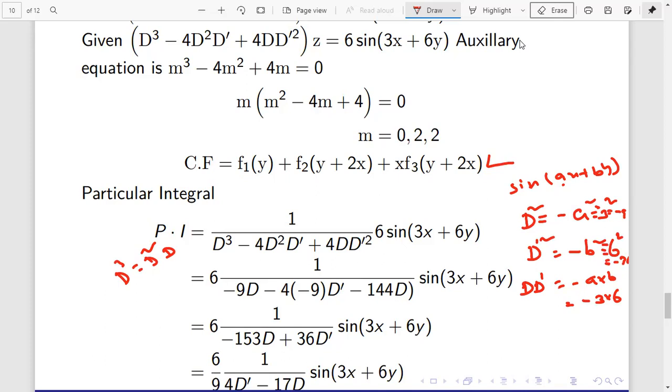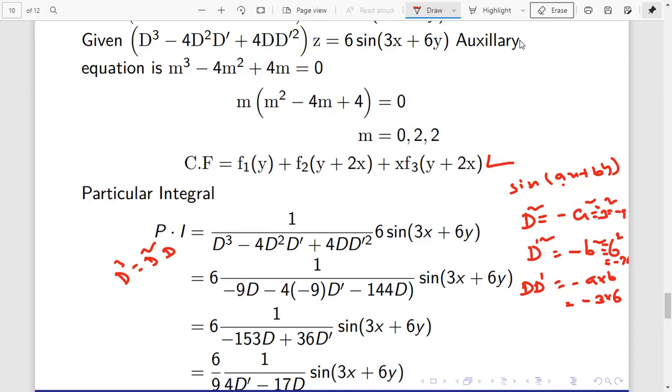Now d square is minus 9, so in the d available, minus 4 d square again will be minus 9. If you are treating this d square, d square is minus 36. So 36 into 4 and you will get 144, therefore I can write 144 into d sin 3x plus 6y. After simplification, you will get the denominator minus 153 d plus 36 d as sin ax, that is sin 3x plus 6y.